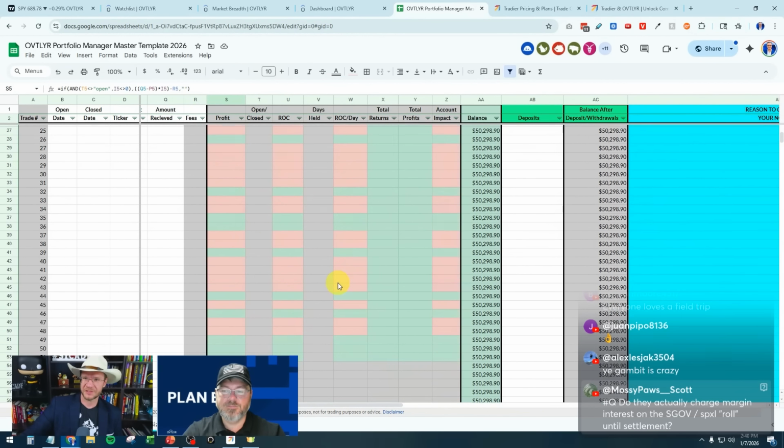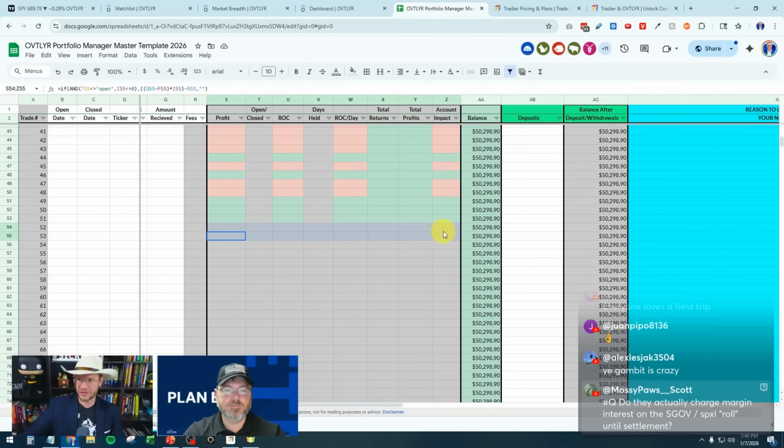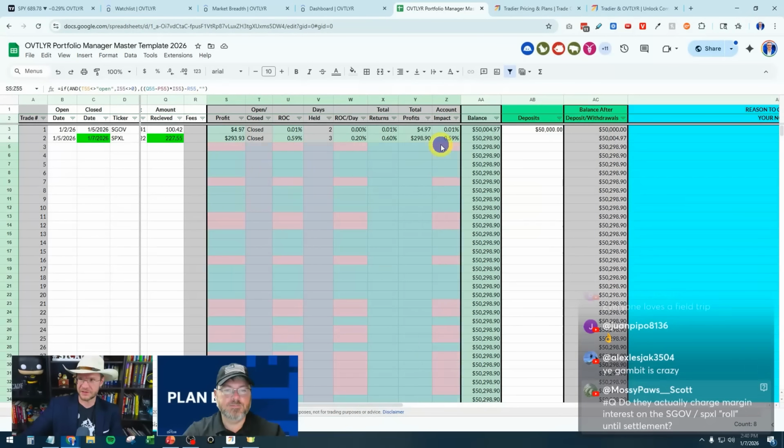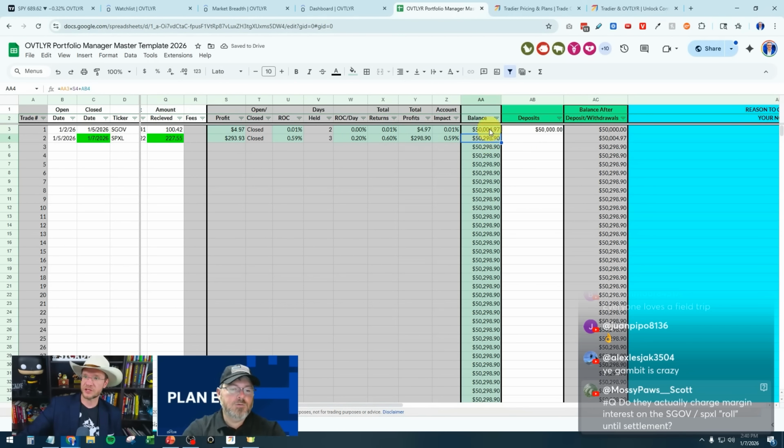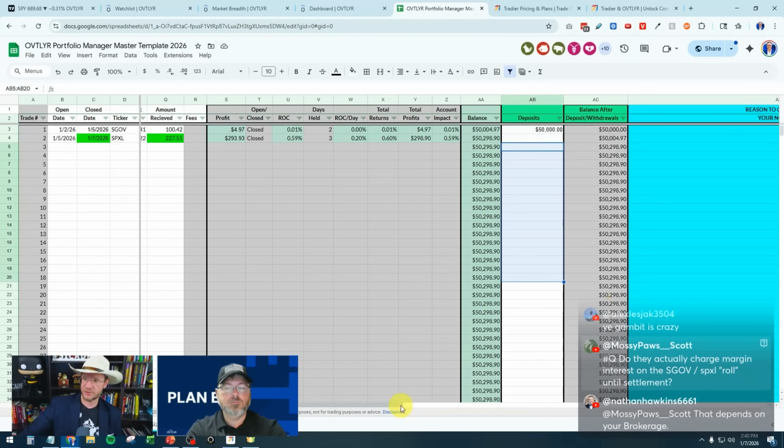Again, I'm not 100% sure why the formatting's doing what it's doing. Let me copy these rows up here and see if it fixes it. It did. Okay, cool. The formatting's going to auto format based on, for example, if I did 0 here, it should turn all red. We don't want that to happen, obviously. Then it's going to show your running balance over here, your account impact per trade, total profits overall, total returns overall, any deposits or withdrawals you need to put in over here.